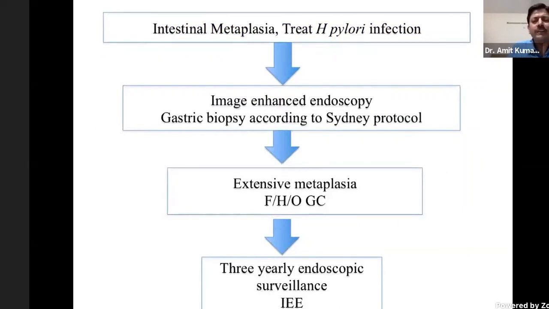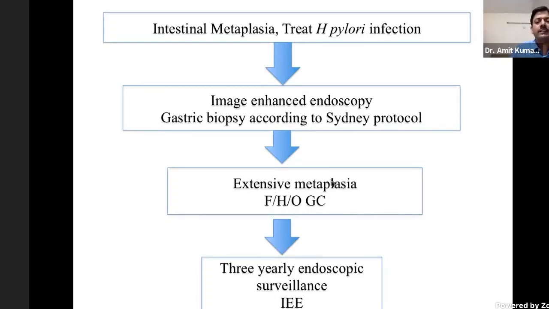So I want to conclude with this guideline, which is recommended by the British Society of Gastroenterology: if somebody has intestinal metaplasia, you treat the H. pylori infection if it is present. Then all those patients should be subjected to image-enhanced endoscopy, one of them being narrowband imaging. You take biopsies according to the Sydney protocol, but you can also take targeted biopsies based on the image-enhanced endoscopy findings.